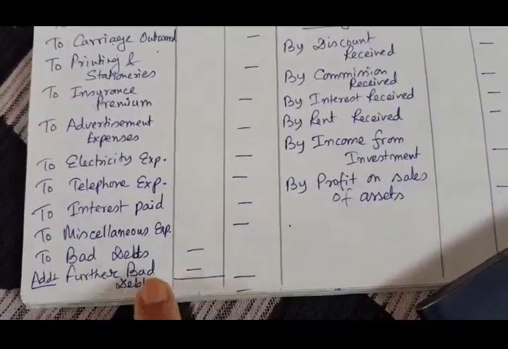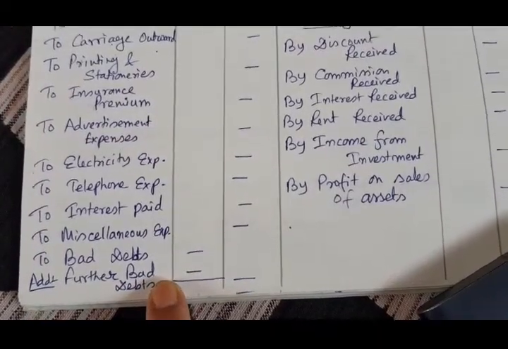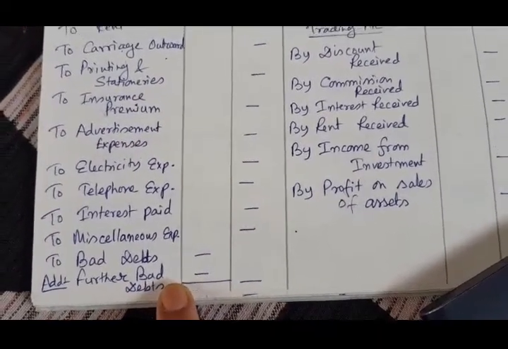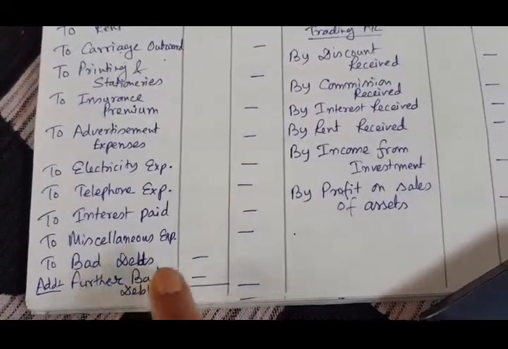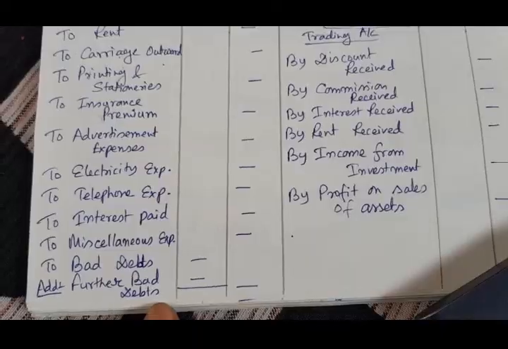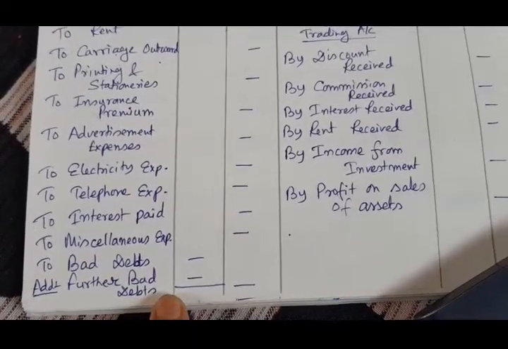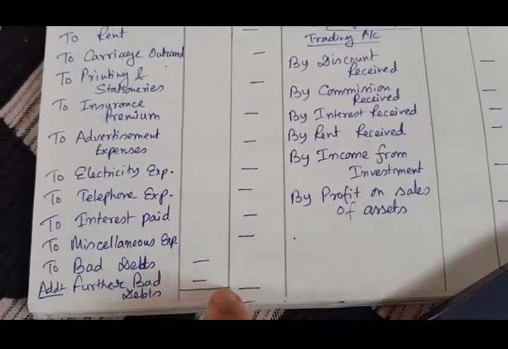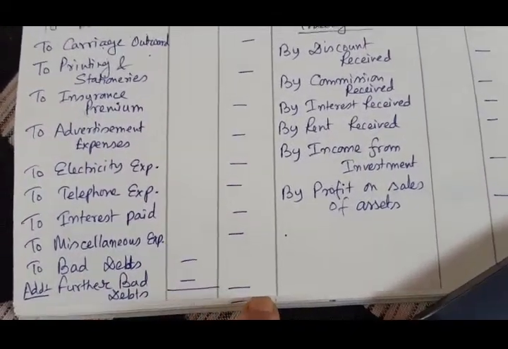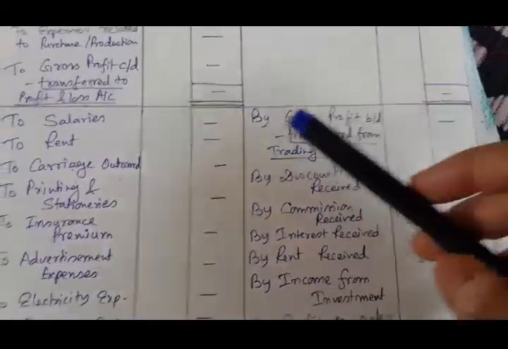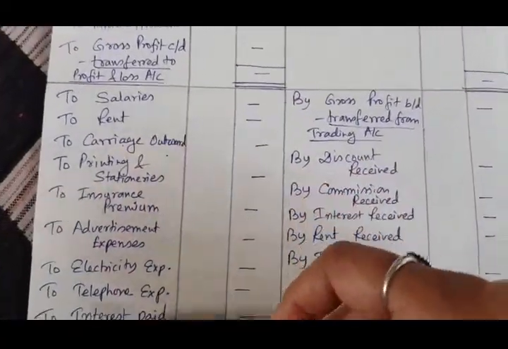Further bad debt means the bad debt which happens afterward, which has not been included in the books of accounts earlier. So that is called further bad debt. If there is any further bad debt, that is also added with the actual bad debt. So these two will be added and the total we have to write here only. Now, I will explain the rest of the indirect items afterward.